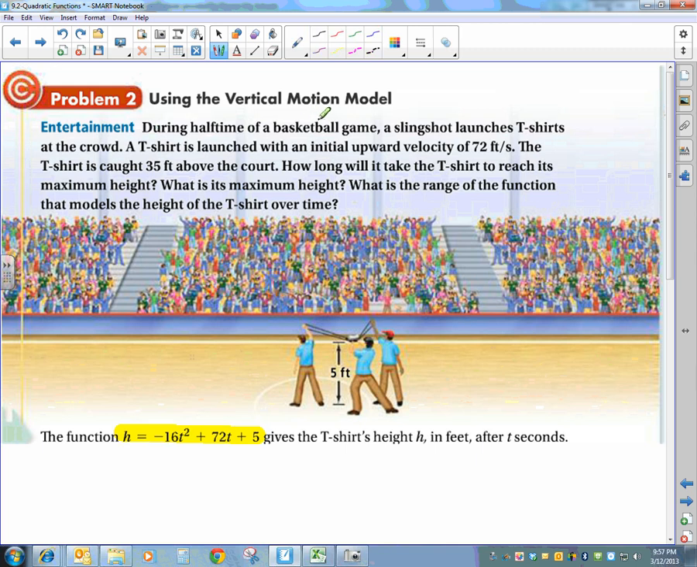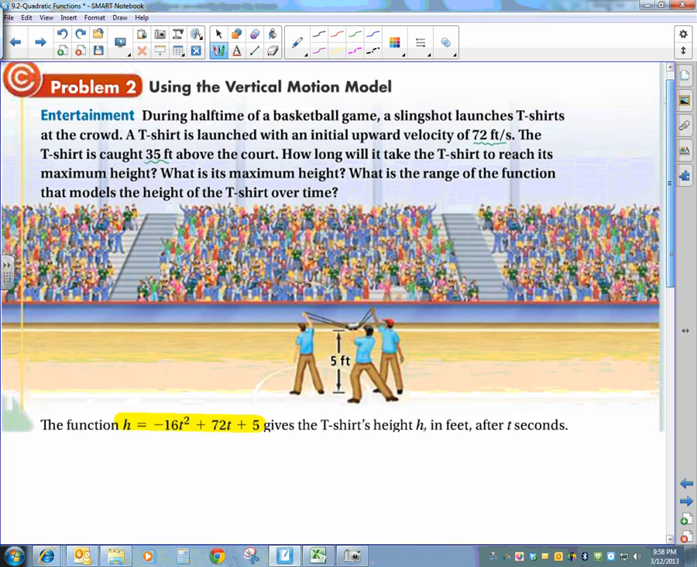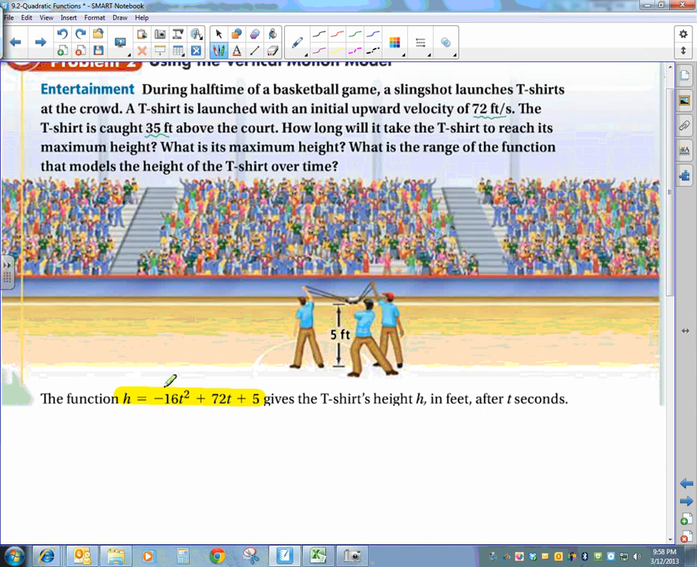During halftime of a basketball game, a slingshot launches t-shirts at the crowd. So a t-shirt is launched with an initial upward velocity of 72 feet per second. The t-shirt is caught 35 feet above the court. How long will it take the t-shirt to reach its maximum height? And then what is its maximum height and what is the range of the function that models the height of the t-shirt over time?